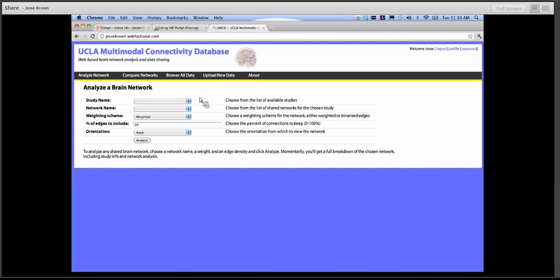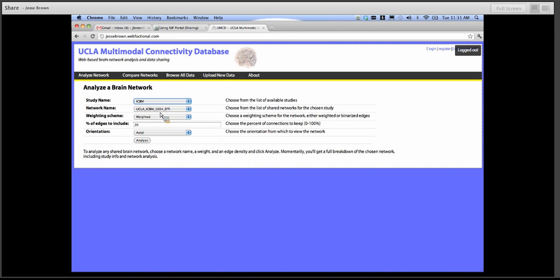Okay, so this is the home page for our UMCD site that you land on, and right away you can analyze any network that's been publicly shared. So I'm going to log out here first. Anytime someone uploads data, they choose a study name, and these are examples of data that a colleague and I have uploaded. Not a lot of data has been shared on here yet, but this was some data from the ICBM data set, and we analyzed some diffusion tensor imaging from one subject and calculated the whole brain structural connectivity matrix from that subject.